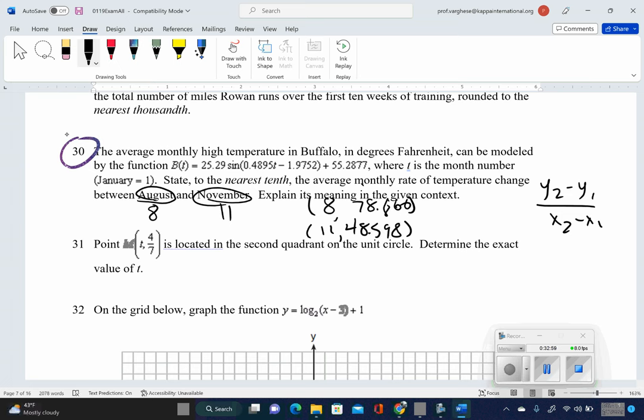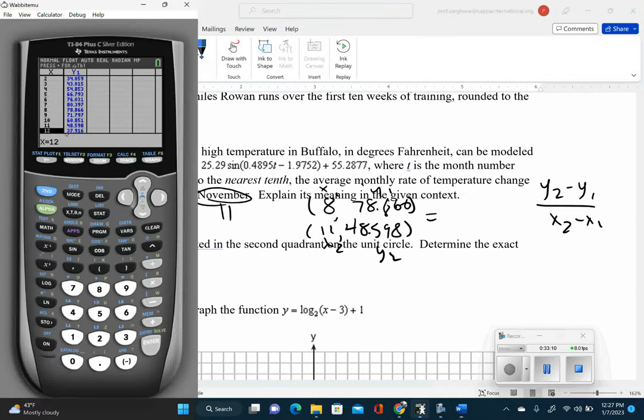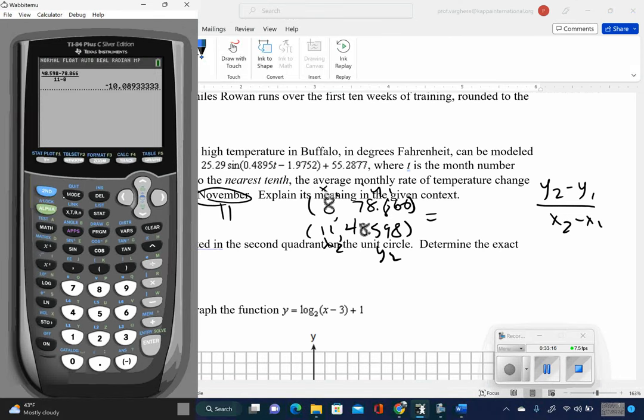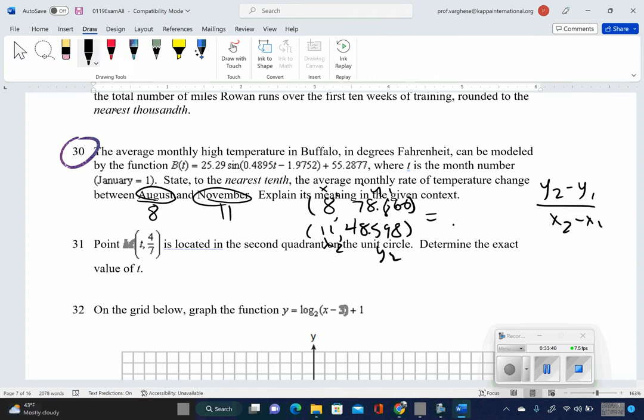So if I call this X1, Y1, X2, Y2, I'm going to plug this into my formula. If I go to my calculator, I already did it right here. I plugged in my Y2, 48.598, minus my Y1, 78.866, over X2, which is 11, minus X1, which is 8. I hit enter in the calculator, and I get this number. It says rounded to the nearest tenth, so my final answer for this question is negative 10.1. That's the average monthly rate of temperature change.